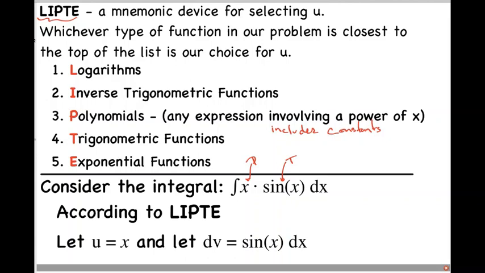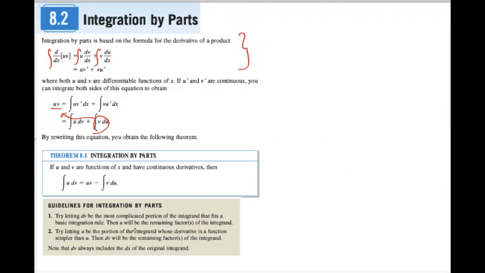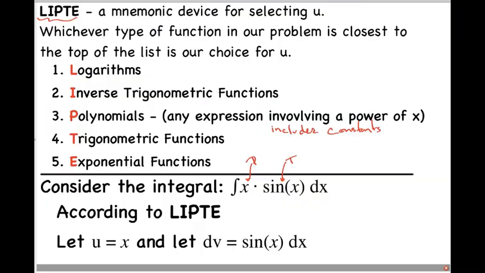I didn't think that the textbook guidelines here were all that helpful. So we have this little device. Every time you have an integration by parts problem, you will write LIPET on the side and use it to choose your u. And once you choose your u, everything else is your dv. And as the guidelines said, the dx has to be part of your dv.